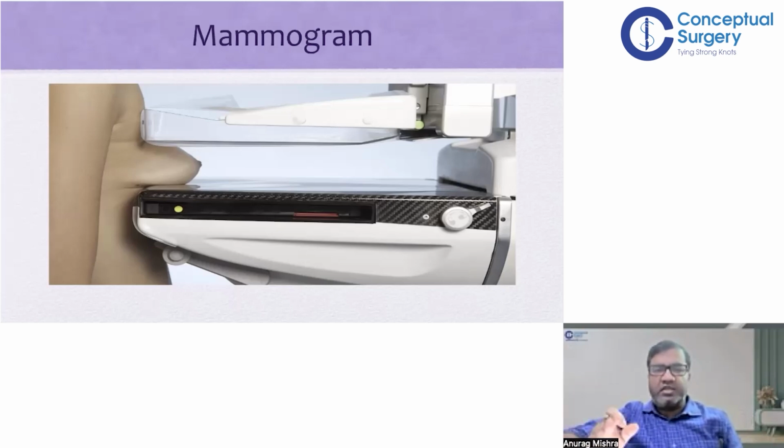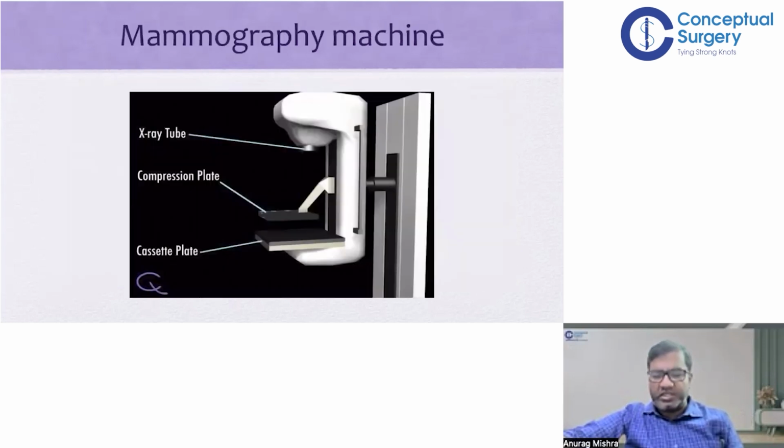And then when we add the information and knowledge about pathology, we'll be able to find out what is the disease in question. In the same way as we showed in the X-ray, on one side there's the X-ray tube, and in between you have two plates. One plate is called the cassette plate, where the film is placed. And then there's a compression plate, which compresses the breast tissue between the two plates. And then an X-ray is taken.